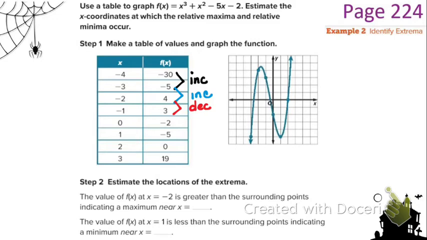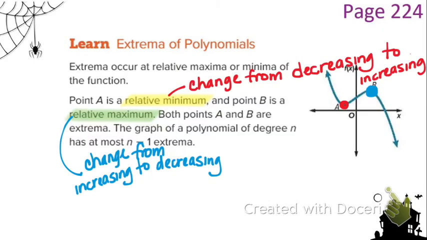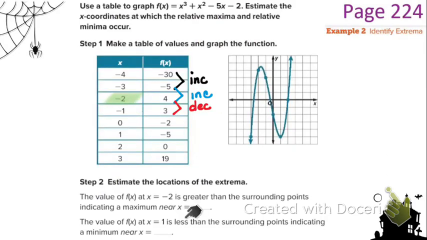That tells me that at -2, because we're changing from increasing to decreasing, and let's go back to our definition: whenever we change from increase to decrease, we have a maximum. So somewhere near -2, not at -2, but close to -2, there is going to be a maximum. And I want you to emphasize the word near -2. So near -2, we have a maximum because we change from increasing to decreasing.